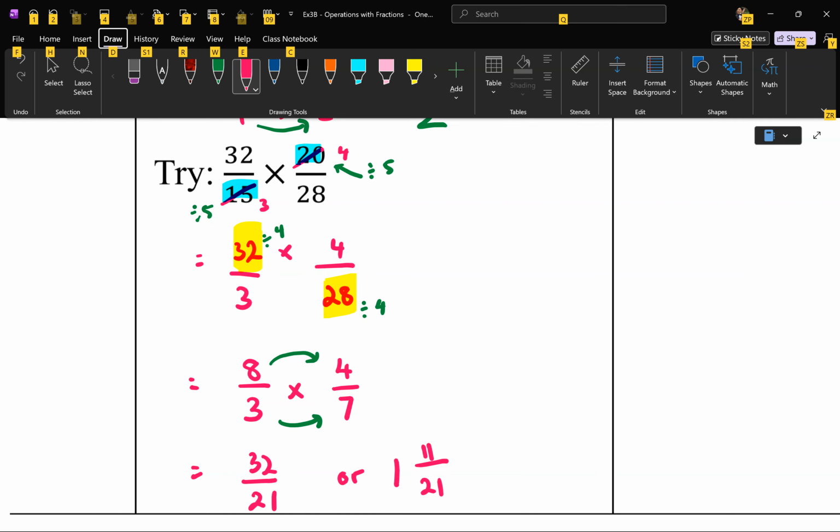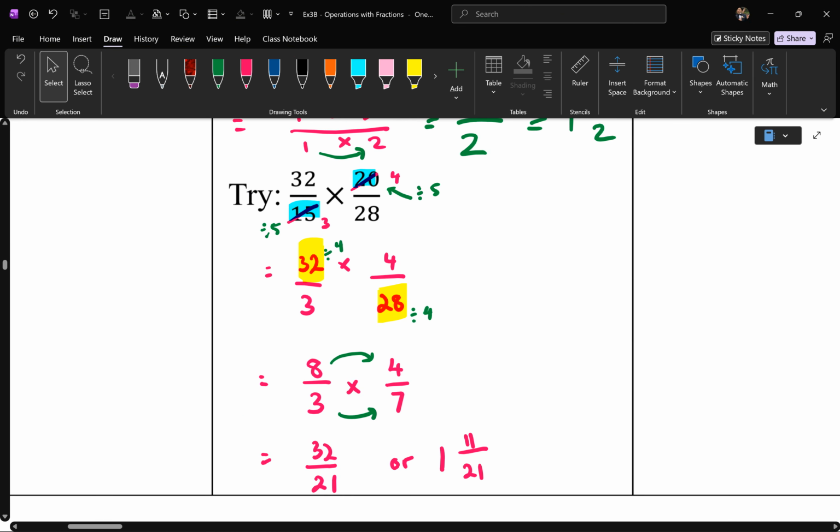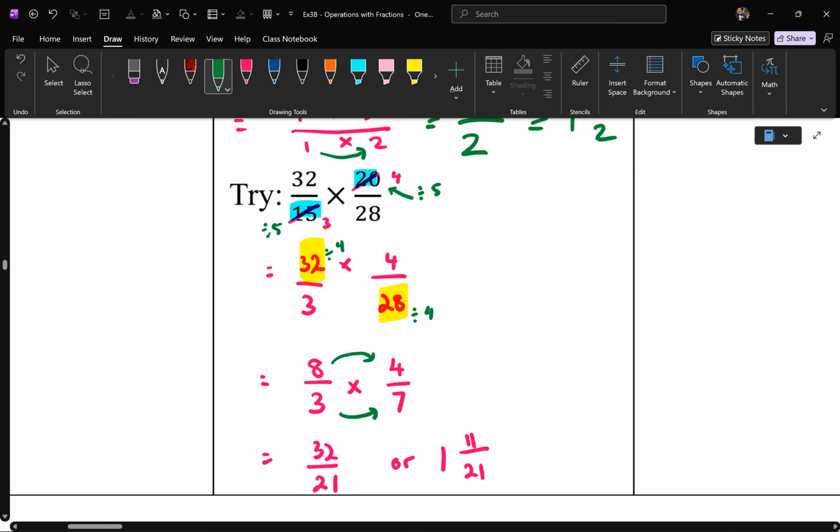Did you get your answer as 32 on 21, or 1 and 11 over 21? Hands up if you got it right. Well done. There are a lot of ways to simplify it. I just chose 20 and 15, highest common factor is 5, so it became 4 and 3. Then 32 and 28, highest common factor is 4, so 8 and 7. And then top to top, bottom to bottom: 8 times 4 is 32, 3 times 7 is 21. The better you can find the highest common factor, the quicker you simplify it. Copy that down if you haven't got it right, or if you weren't sure of the method.